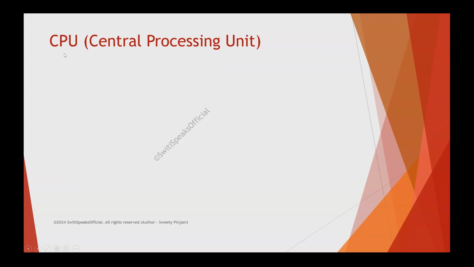First in line is CPU, which is Central Processing Unit. As the name says, it does processing. It executes the instructions of your computer program, which means it actually processes whatever instructions you are giving to it. It can also be called as microprocessor or processor or CPU. All these are same.